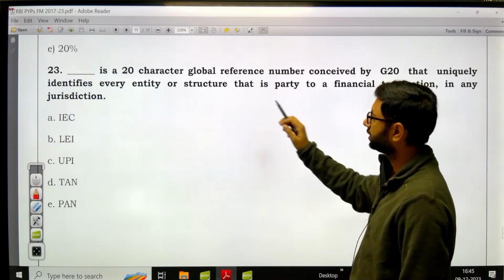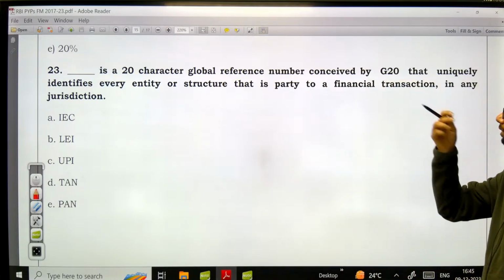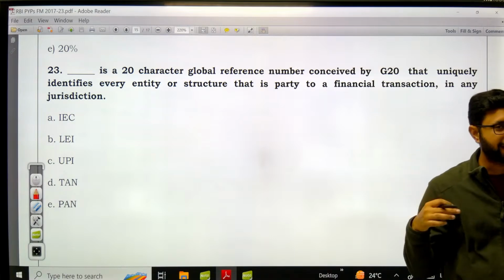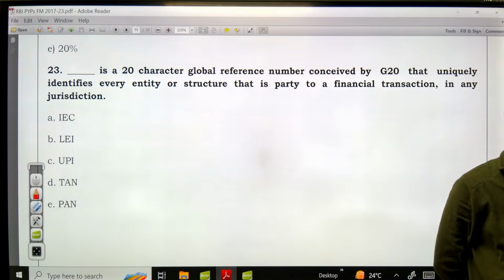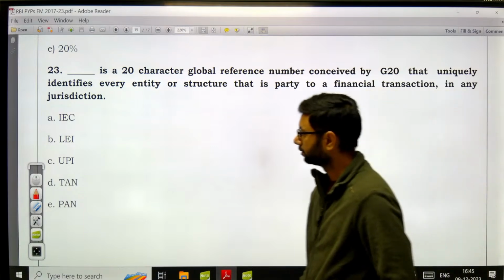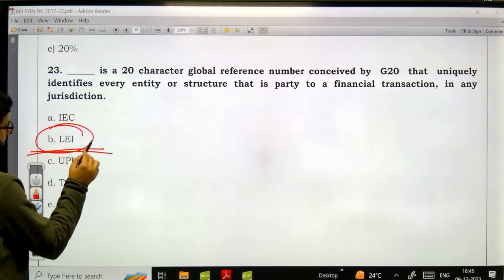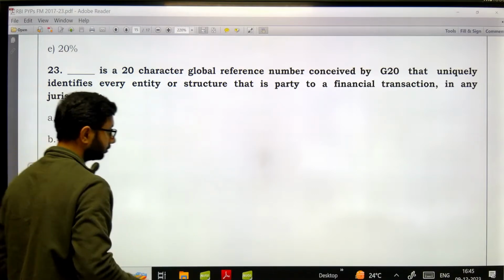Next, dash is a 20-character global reference number conceived by G20 that uniquely identifies every entity structure that is party to a financial transaction in any jurisdiction. Yes, correct, Lokesh. LEI. And what does LEI mean? Legal entity identifier. Very good.